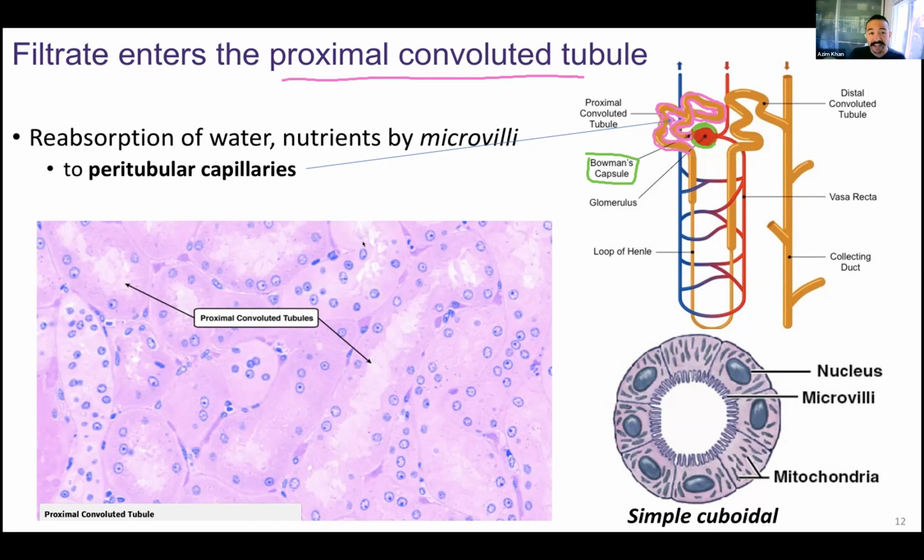How can we recognize the proximal convoluted tubule in histology? It's not simple squamous like the Bowman's capsule, it's simple cuboidal. And there are microvilli facing the lumen on the apical side. Microvilli means increasing surface area, in this case for the purposes of absorption. The function of the proximal convoluted tubule is to reabsorb water and reabsorb nutrients.